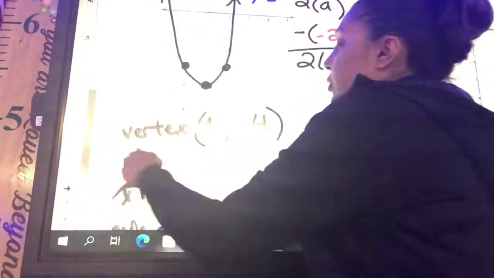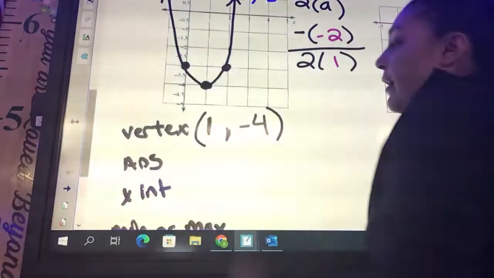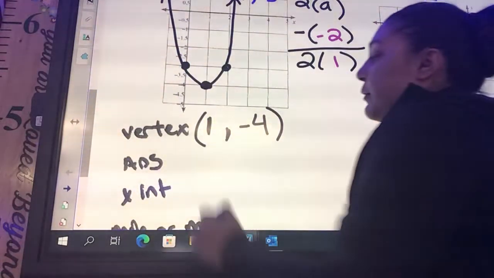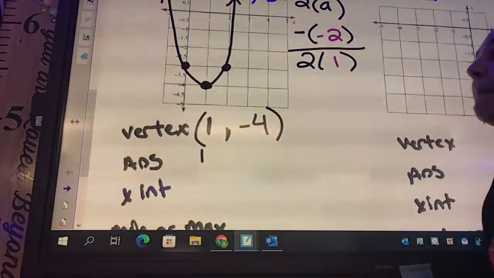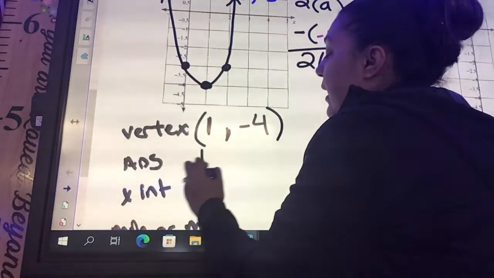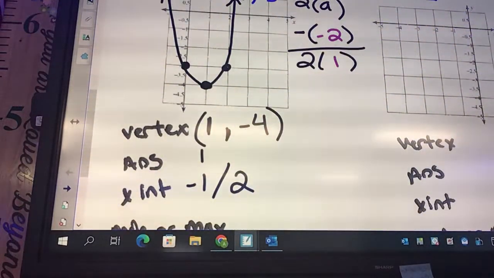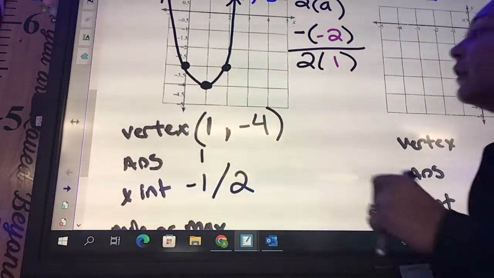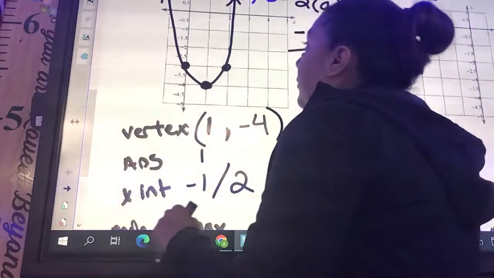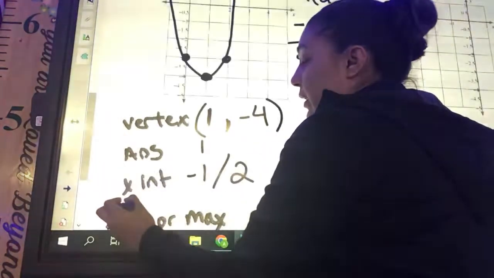Our axis of symmetry. The rest you can fill out, same thing. Honestly, you can fill all this out without even graphing, but the axis of symmetry is going to be 1. My x-intercepts, we can say -1 and 3. If you put something close or a little different, maybe 2.1 or 1.8, that's totally fine. And then min or max. Well, this has a minimum.